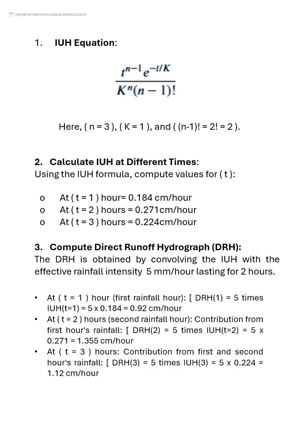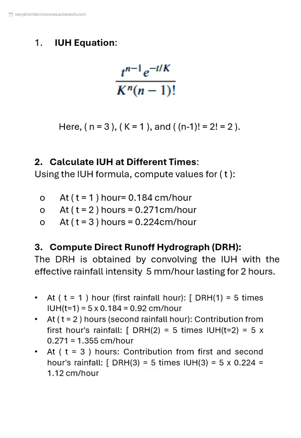Then when you put T equal to 2, you again put T as 2, and N and K are the same because N and K are not changing at any time scale. So T equal to 2, this is this. At T equal to 3, this is this. Why T equal to 3? Because that is our problem. Because this effective rainfall has lasted for 2 hours. So if it lasted for 2 hours, then you can understand that we have to calculate it for 3 hours. Okay, so the DRH is obtained by convolving the IUH.